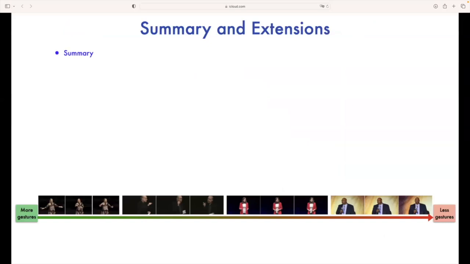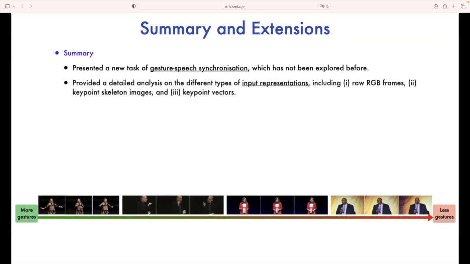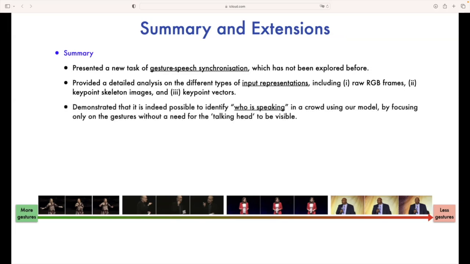Okay, so to summarize, in this work, we have presented a new task, the task of gesture-speech synchronization, which was not explored before in literature. We devised an architecture and proposed loss functions to train this model. We also provided a detailed analysis of using different input representations like RGB frames and key points. And finally, we demonstrated that it is indeed possible to identify who is speaking using a pre-trained synchronization model, which just uses plainly gestures and does not rely on any kind of face information, or require a talking head to be available with us.